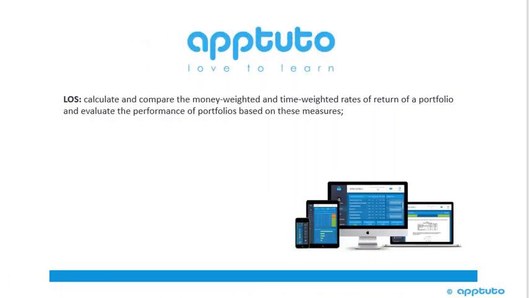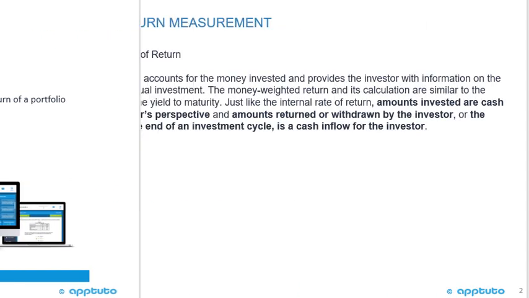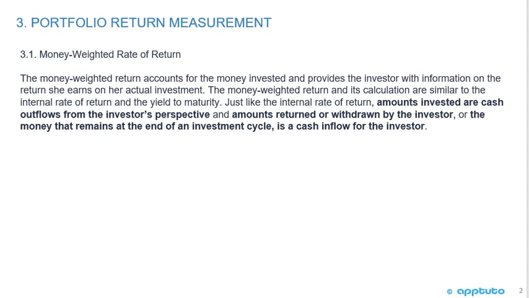This LOS is to calculate and compare the money-weighted and time-weighted rates of return of a portfolio and evaluate the performance of portfolios based on these measures. Money-weighted rate of return. The money-weighted return accounts for the money invested and provides the investor with information on the return she earns on her actual investment.